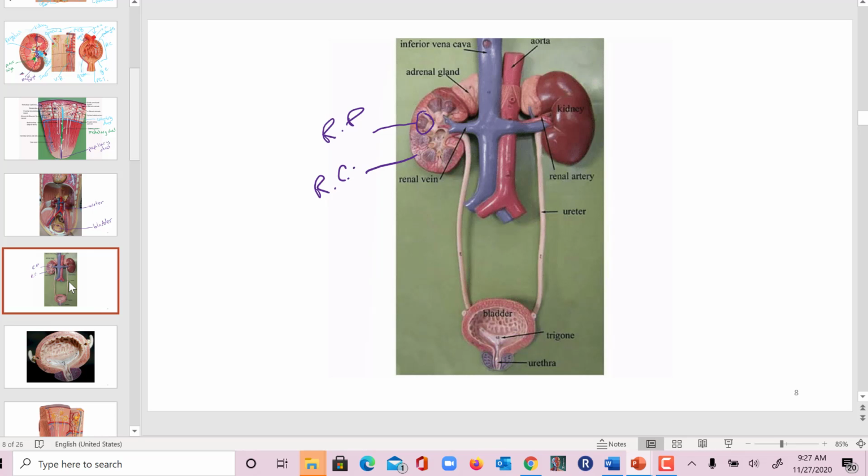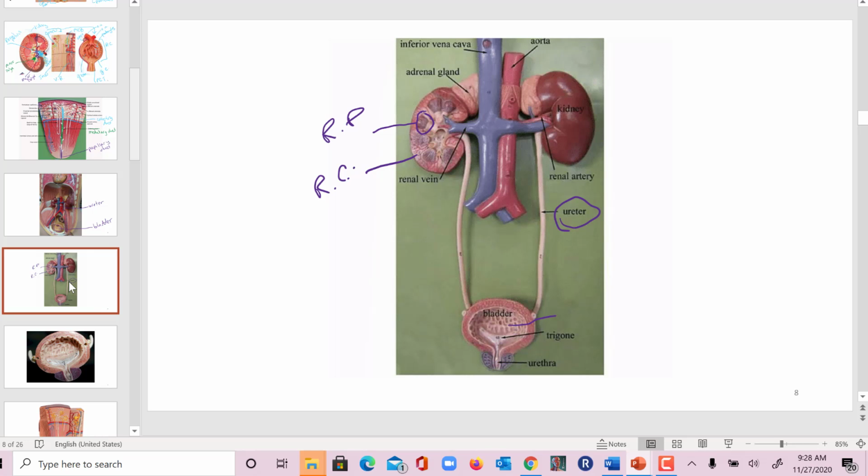Again, I'm just abbreviating. The region where we find the renal pyramids would be the medulla. So pay attention to the question. If we point to a renal pyramid and say, name the structure, you would say renal pyramid. But if we're pointing to what looks like a renal pyramid and the question says, name this region, then you should say medulla. Here is our ureter leading to the bladder.